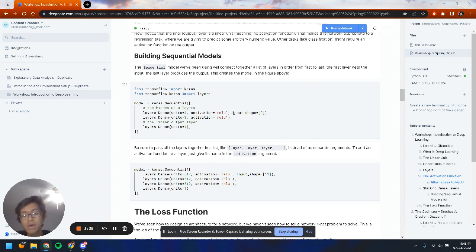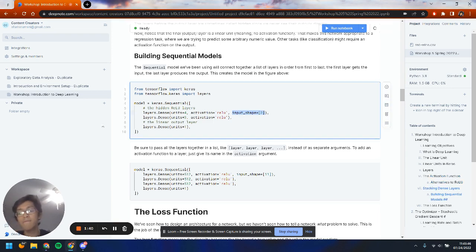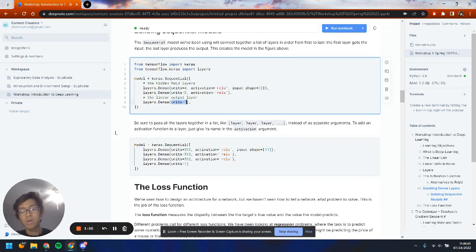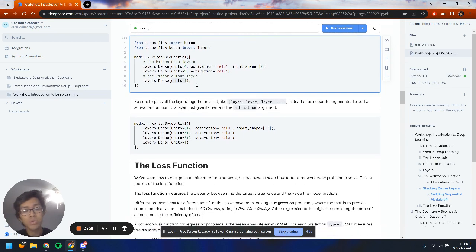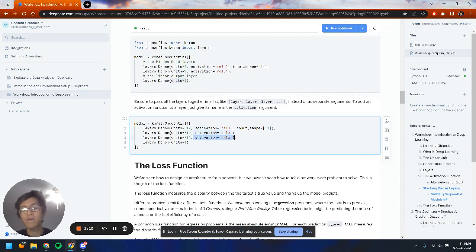So here we can see the input shape is 2, meaning there are two inputs into the first layer, which itself has 4 units of neurons, leading up to the second layer, which has 3 neurons, all leading to the final output layer, which only has 1 neuron. So we are passing in all of these layers together in a list instead of separate arguments. And as usual, to add an activation function, just make sure to use the activation argument.